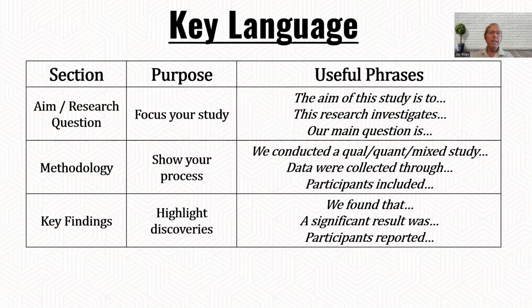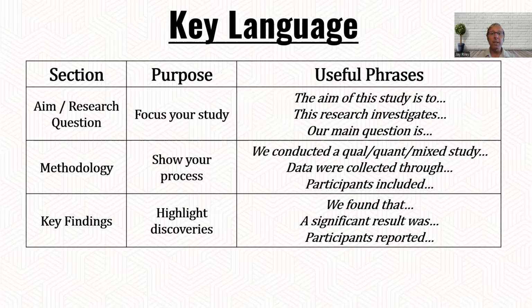So let's look at some key language that we can use in each section here. When we're presenting the aim of our study or our research question, we might say things like, the aim of this study is to, this research investigates, one main question is, or we might say, two research questions inform this study.